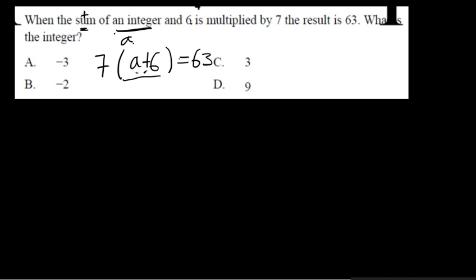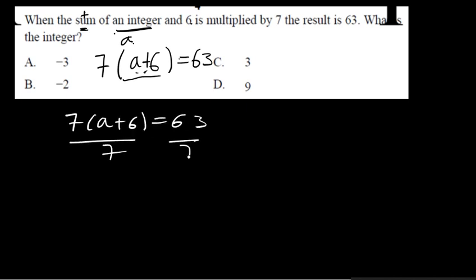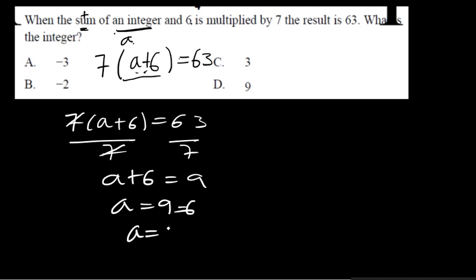Now let us change the color of our marker and solve it. Now we have the equation 7 in brackets a plus 6 is equal to 63. To solve for a, we'll divide both sides by 7 first. Cut the 7 here and a plus 6 is left, equal to 9. Then the a value, when you shift 6 to the other side, 9 minus 6, so a is equal to 3. The answer is found in C. Very good. Let's continue to the next question.